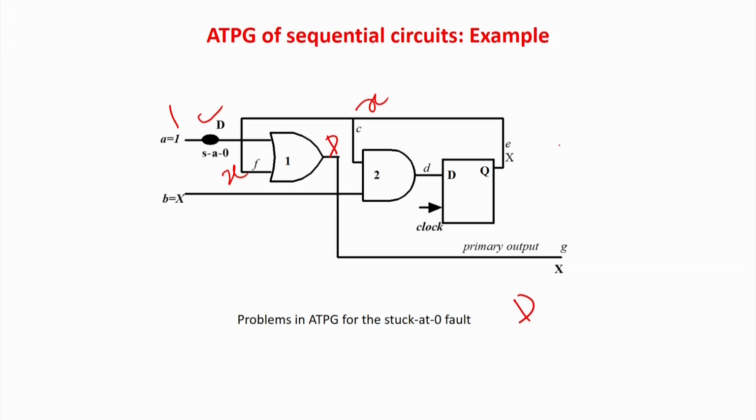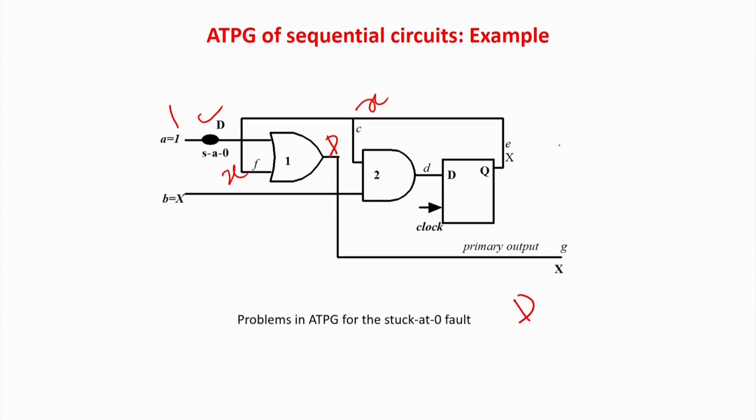Like in combinational circuits, the line F or C would have been a primary input and you could have directly put a 0 over here. But now, as this is a sequential circuit, X, that is line F and C, are the output of a flip flop, and it is a non-controllable line directly, which actually makes the problem very, very difficult.